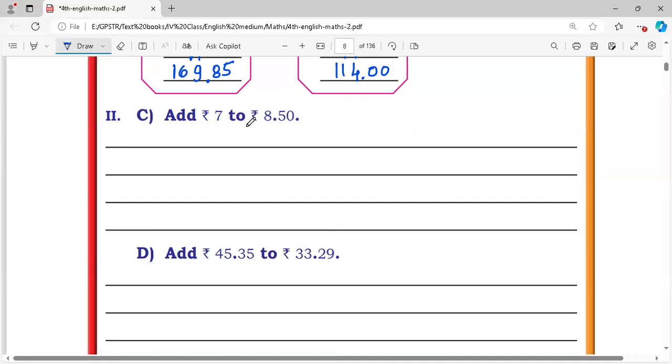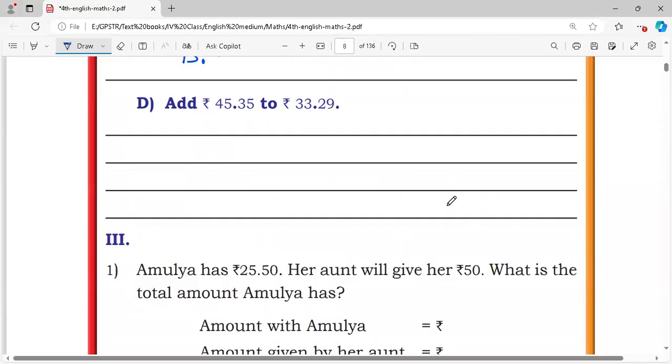Add 7 rupees to 8 rupees 50 paise. Just write 7 rupees 00 and 8 rupees 50 paise. Add 0, 5. 7 plus 8, 15. This is 15 rupees 50 paise.